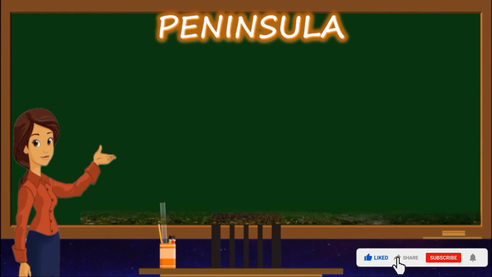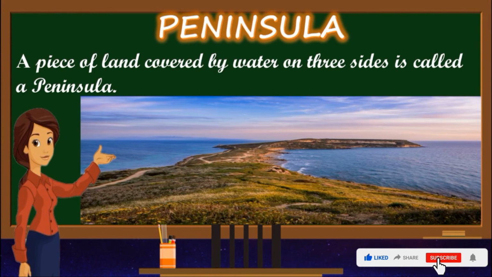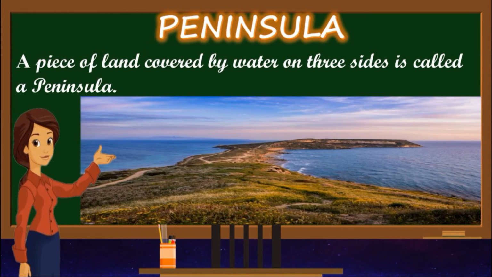Peninsula. A piece of land covered by water on three sides is called a peninsula. A peninsula is a landform surrounded by water on most of its border, while being connected to the mainland from which it extends. The surrounding water is usually understood to be continuous, though not necessarily named as a body of water. So, this is all about the peninsula.